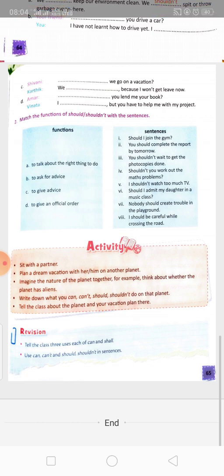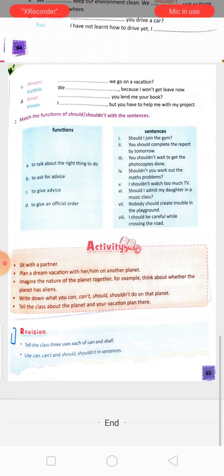And here is the function and the sentences. To talk about the right things to do. So you have to choose from here to talk about the right things to do. I should not watch too much TV. To ask advice. Should I join the gym? Asking for the advice.